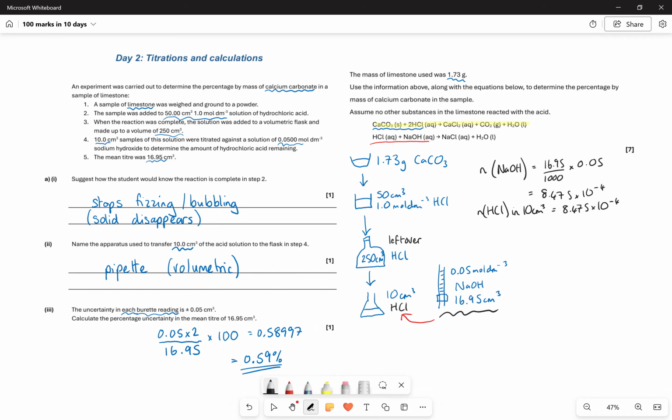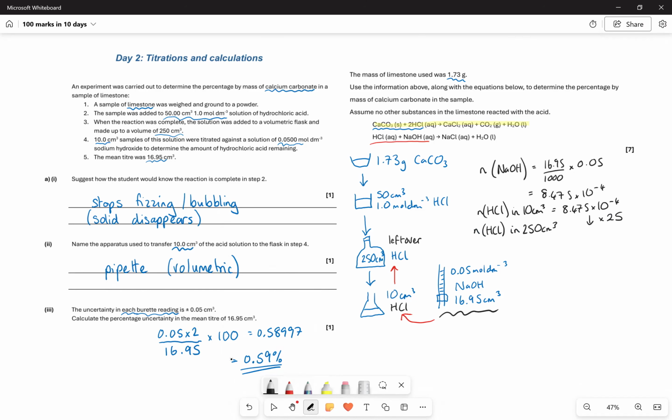But we're now going to get a mark for converting back to how many moles of HCl are in 250. So we're not timesing it by 10, which often is the step if you've been doing lots of practice. This time we're going to take that and we're going to times it by 25 because it's 25 times more.